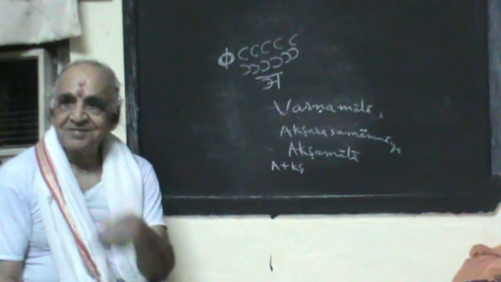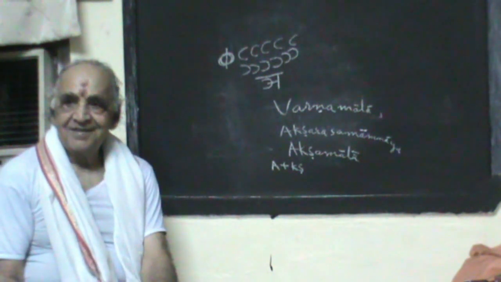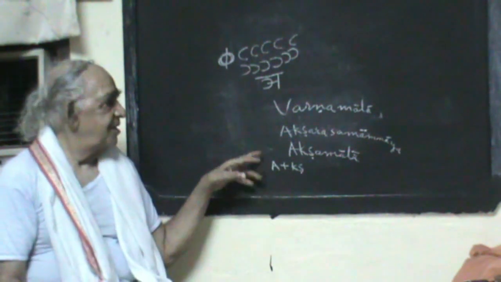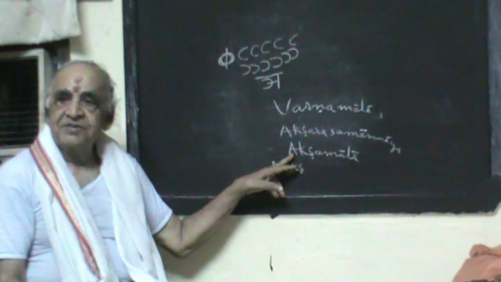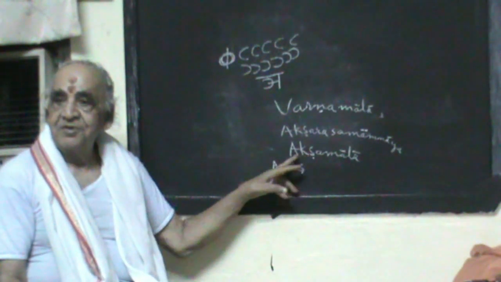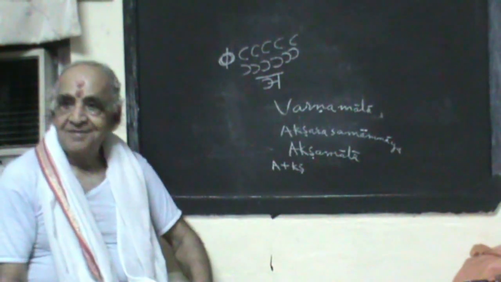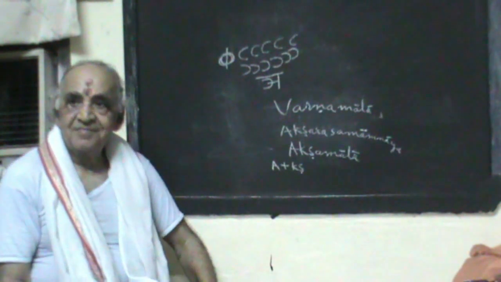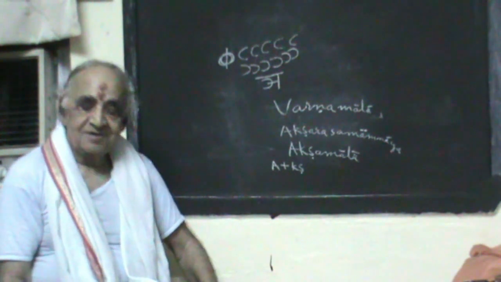So first letter and last. A, first letter, Ksha, last letter. Means first and last. This set of meaning means all letters.